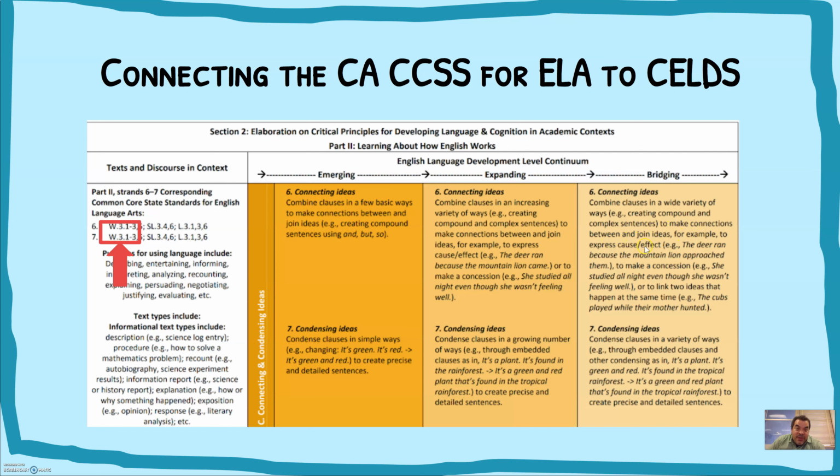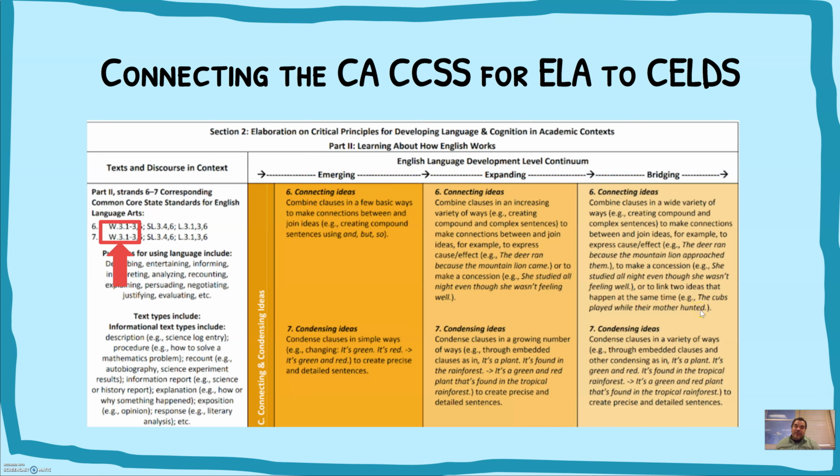For example, to express cause and effect, the deer ran because the mountain lion approached them. To make a concession, she studied all night even though she wasn't feeling well. Or to link two ideas that happened at the same time, the cubs played while their mother hunted.